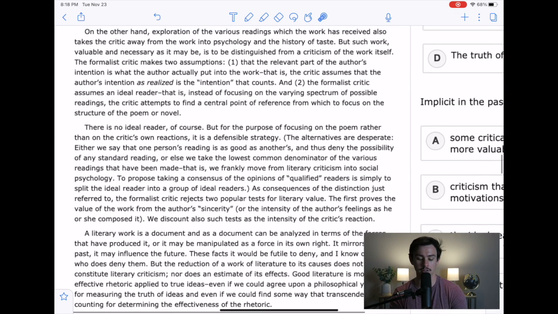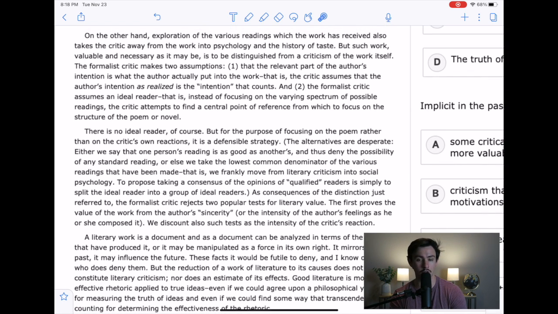On the other hand, exploration of the various readings which the work has received also takes the critic away from the work into psychology and the history of taste. Okay, so now we're getting into this idea of not only is caring about what the author thought psychology, but also caring about what the reader thinks and feels is psychology. So she's kind of being derogative with her opinion of psychology.